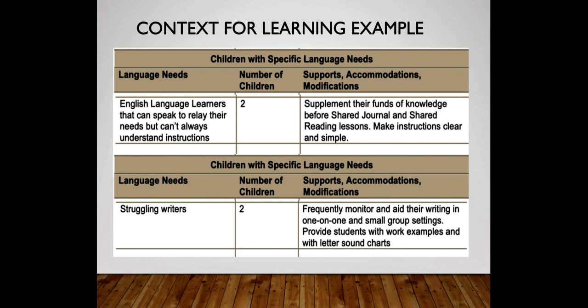The left-hand column contains the language needs. The middle column contains the number of children with that particular need. The right column contains the accommodations, modifications, and supports for that student. This is very important. The information in the context for learning must appear in the candidate's EdTPA writing, or they will not score well on this rubric.